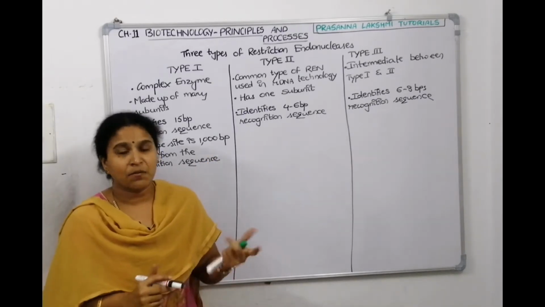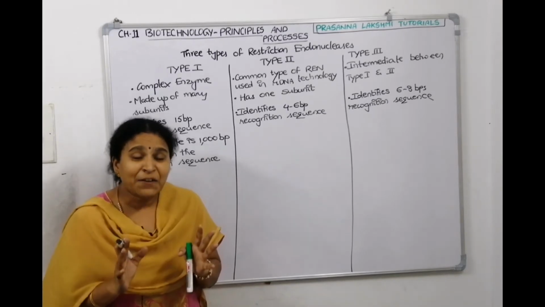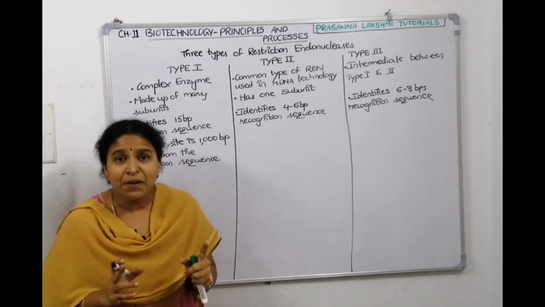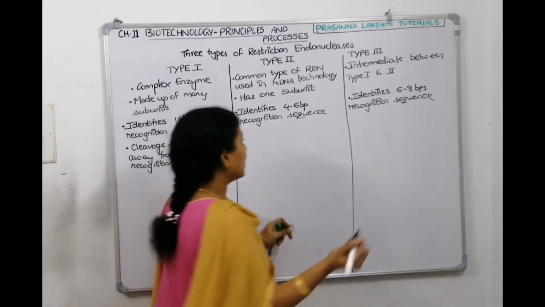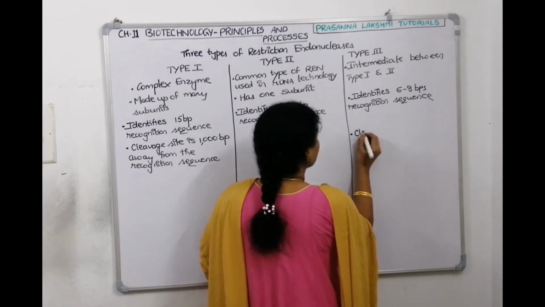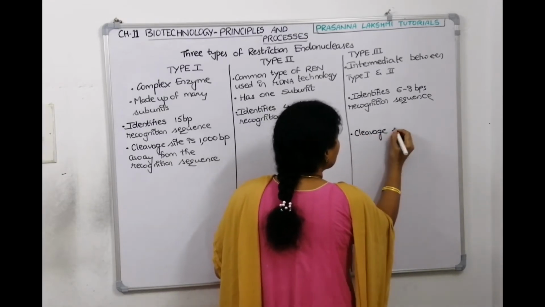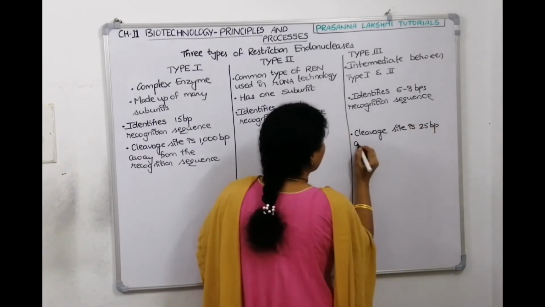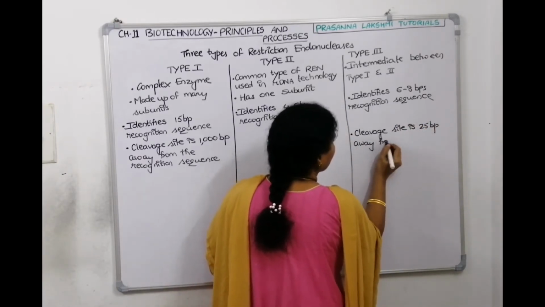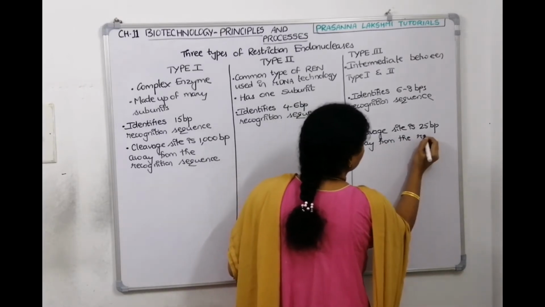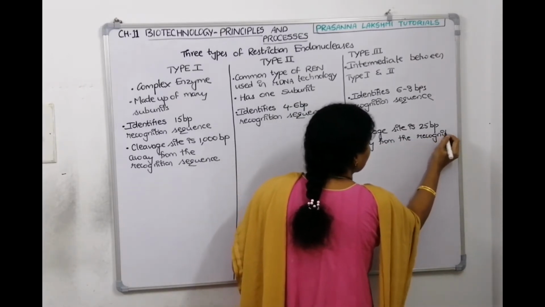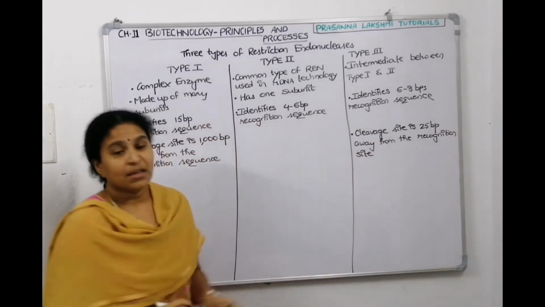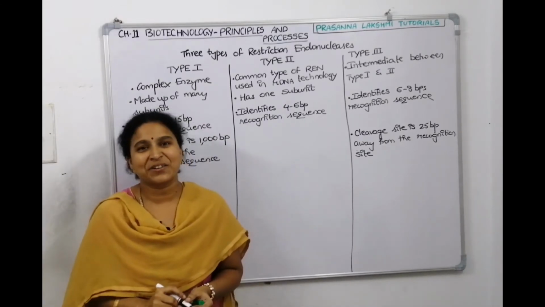Let's go to type 3 and ask where it will cut. It will cut 25 base pairs away from the recognition site, not 1000. Let us write down here: the cleavage site is 25 base pairs away from the recognition site. That's for type 3. Now come to type 2 and ask, where are you going to cut?